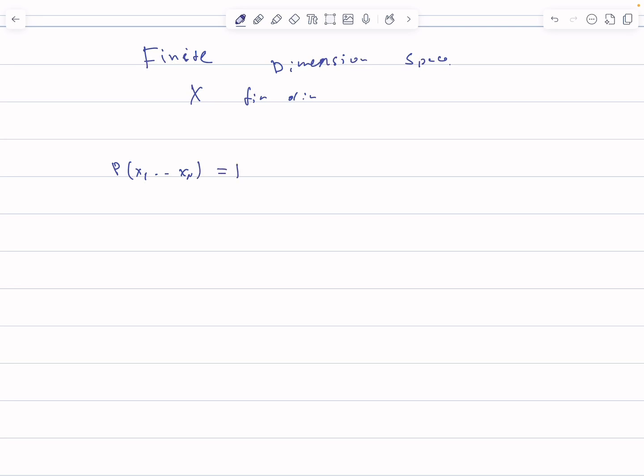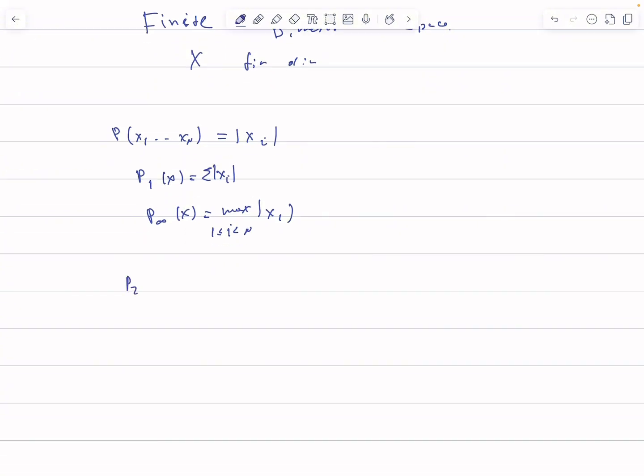We write like this: x = (xi). P1 of x is equal to the sum of the absolute values of xi. P infinity of x is the maximum of |xi| when i is from 1 to n. And for example, P2 is the norm, it means the square root of the sum of xi squared.